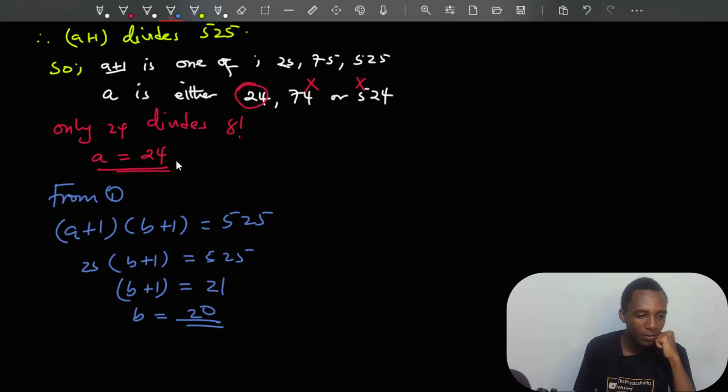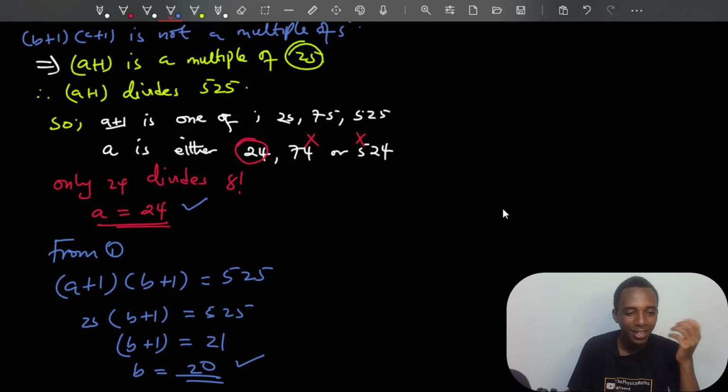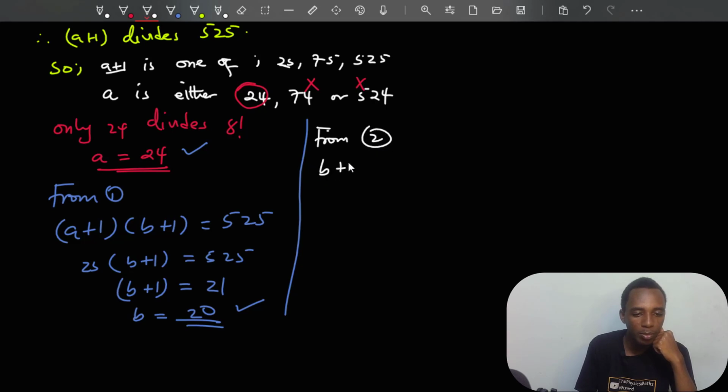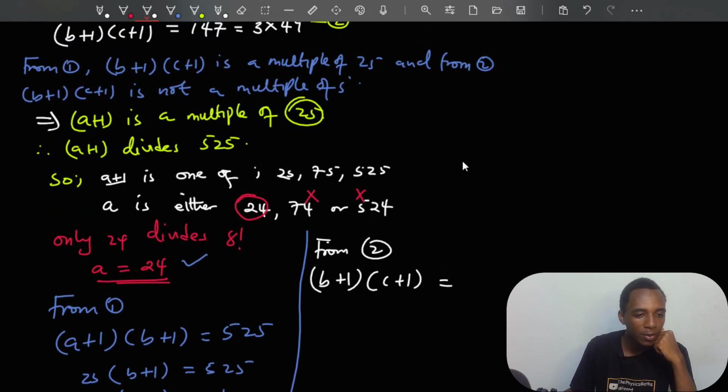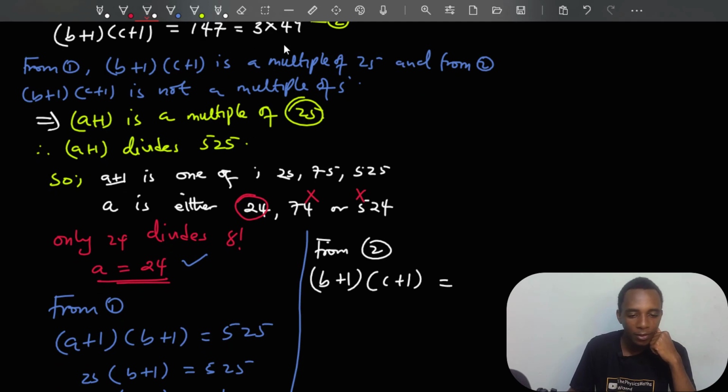And so now that we have the value of A and the value of B, I can come here in equation 2 and use that to find the value of C. This is interesting. It's actually much easier than I thought. So from equation 2, which is B plus 1 into C plus 1 equals, what was that? That was equal to 147.